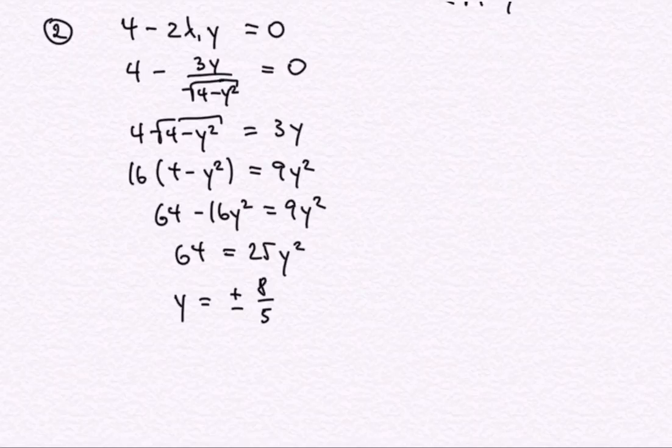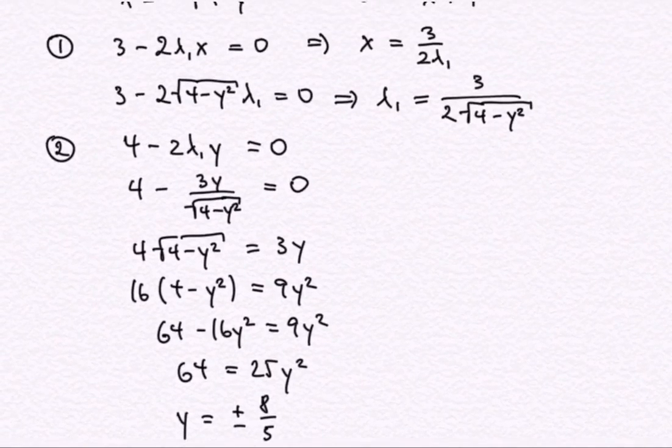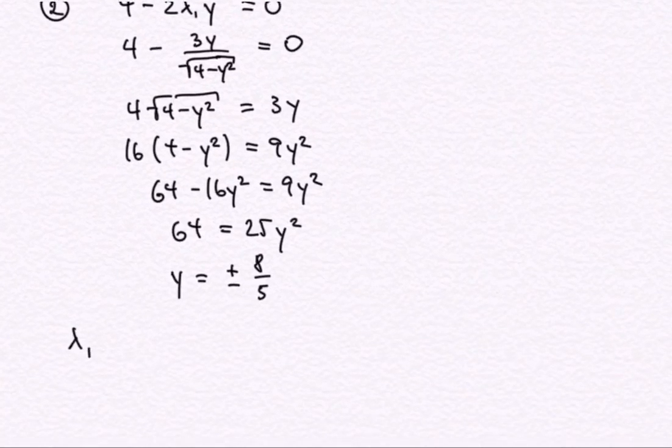Now I'm going into my expression for lambda 1 that I had derived here, 3 over 2 times square root of 4 minus y squared. And since this is y squared that is entering, I don't need to worry about the plus or minus 8 over 5. So I get that lambda 1 is equal to 3 over 2 times the square root of 4 minus now 8 over 5 squared. This is 64 over 25.